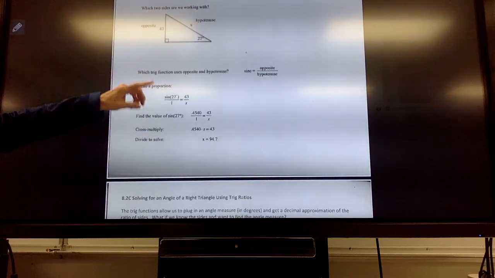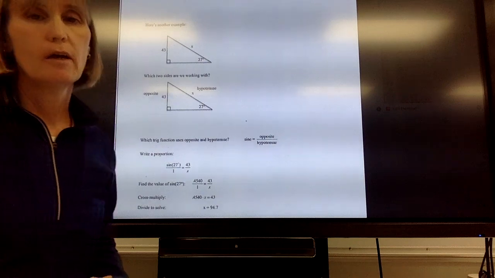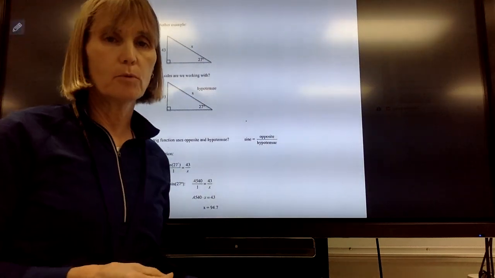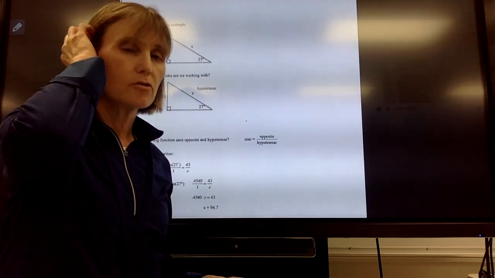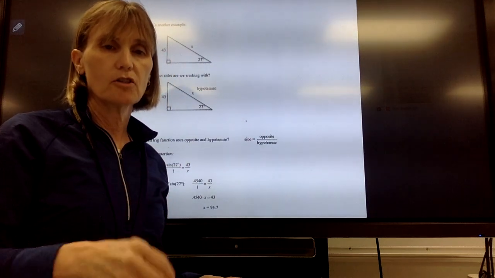This is just walking you through the steps that we talked about up there. So you have a worksheet. You're going to have a side length that's labeled with a variable, and you want to use your sine, cosine, or tangent function to set up an equation and solve for that missing length.